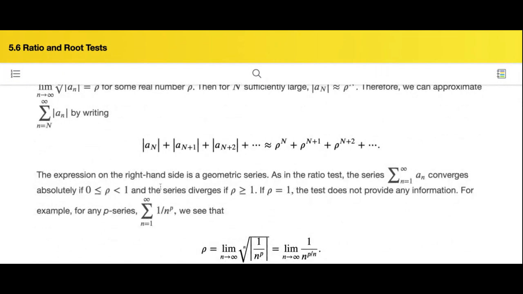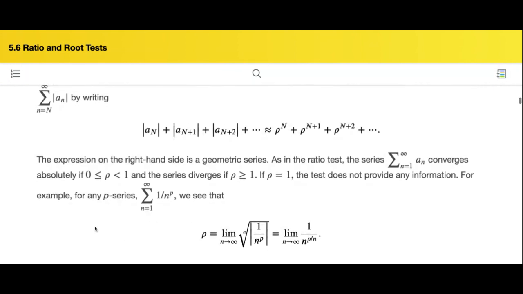So the expression on the right-hand side is a geometric series, right? Because it's rho raised to n plus rho raised to n plus 1, and so on and so forth. That's a geometric series. As in the ratio test, the series of a_n converges absolutely if rho is less than 1, and the series diverges if rho is greater than 1, while rho equals 1 is inconclusive. So if rho equals 1, the test does not provide any information.